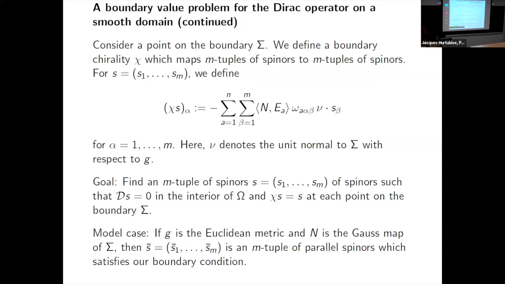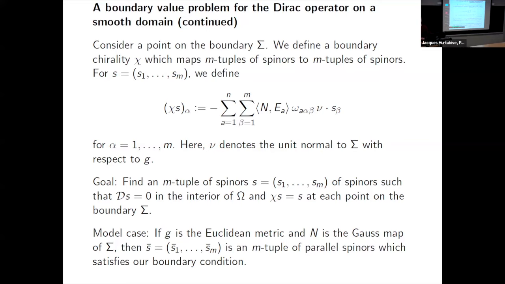However, the Dirac equation is first order, and so that means you only get to prescribe half of the boundary data. The way you would think of this in this setting is that for any m-tuple of spinors S, you can restrict it to the boundary, and then it breaks up into two subbundles given by the +1 and -1 eigenspaces of this chirality chi. So you can prescribe the projection to one of these subbundles, but not to the other. Yes, so this is the boundary problem.